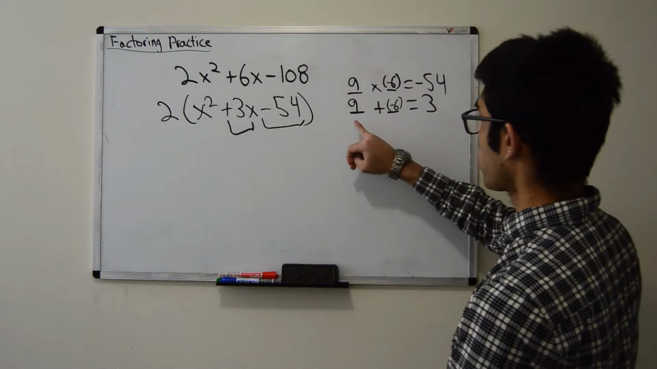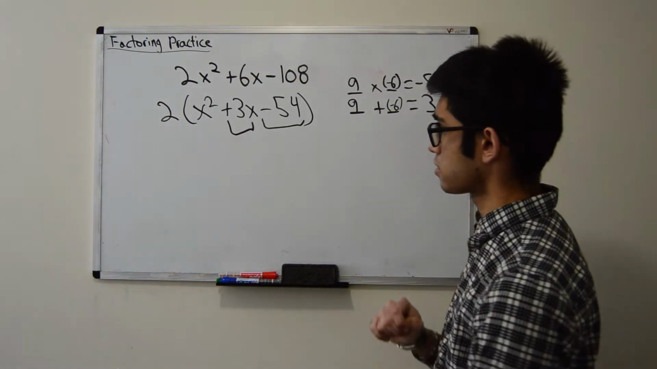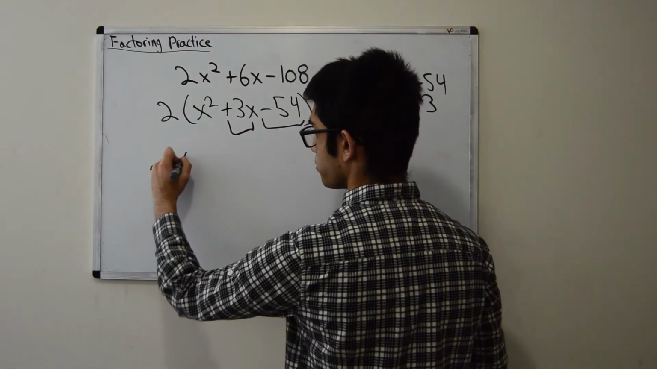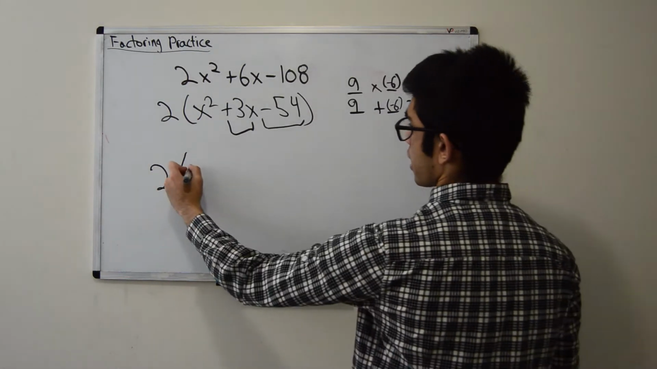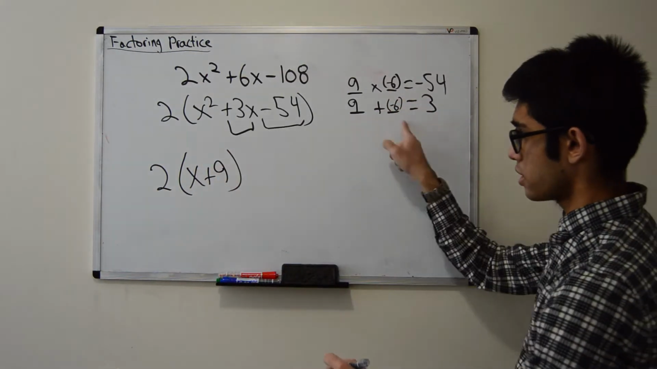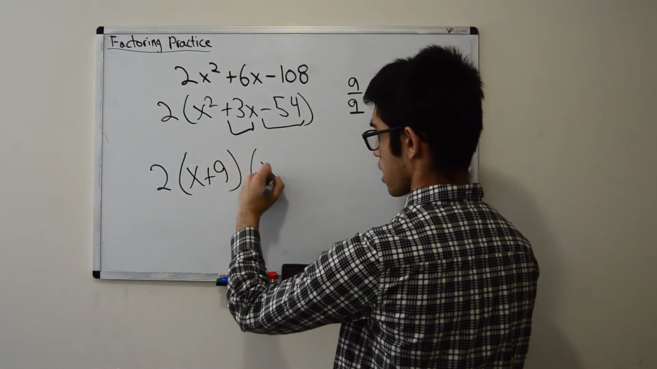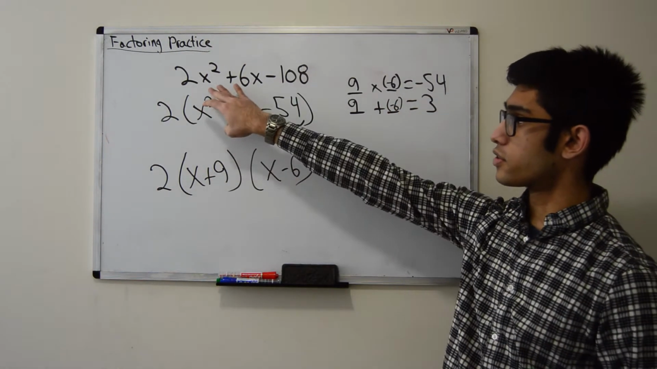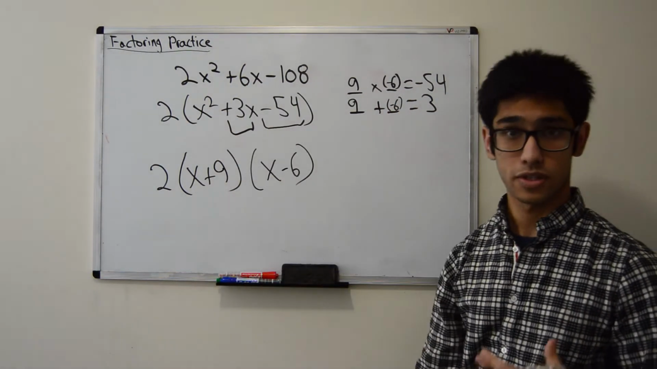So I found my two factors, positive 9 and negative 6, so I can rewrite this trinomial as my factors. So I can write 2, and I can have x plus 9, because that is one of my factors, right? x plus 9, and the other one is x minus 6. Wonderful. So there we go. We factored this trinomial into its factors.